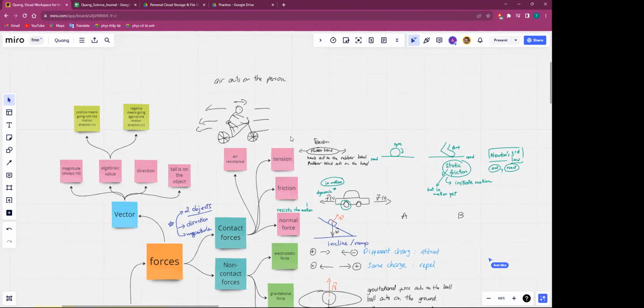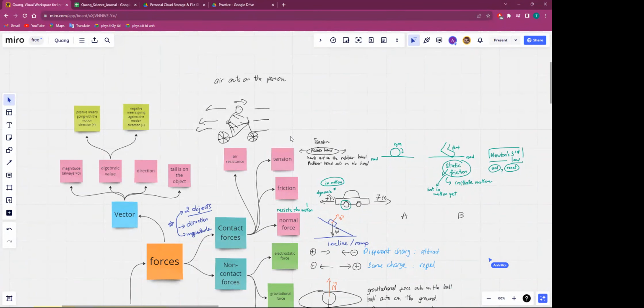Which information do we need to know? How can we demonstrate a force on a diagram? We use an arrow. Yes, so with an arrow, we need to know the direction, the tail, the head, and also the magnitude, right? And you have learned the difference between the magnitude and the algebraic value, right? What's the difference again?